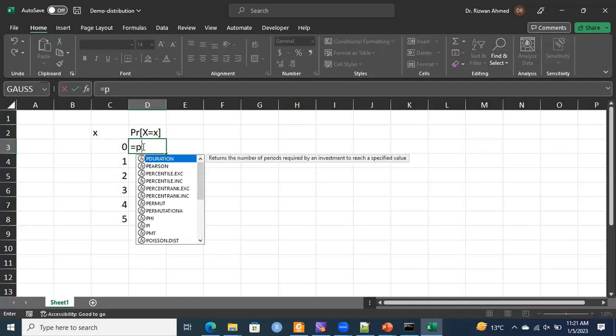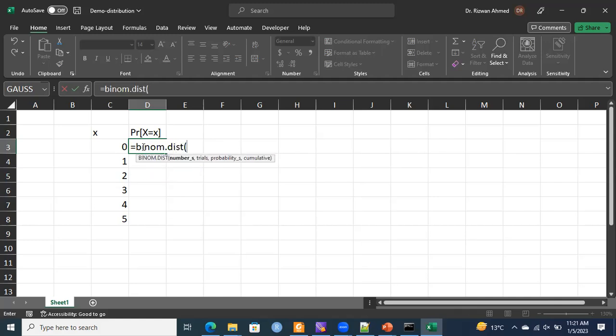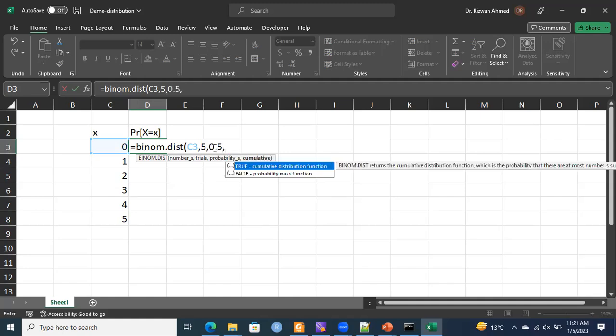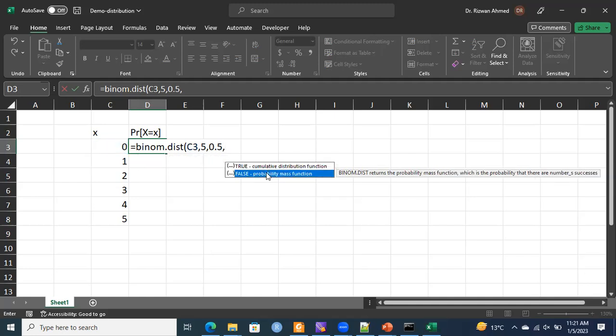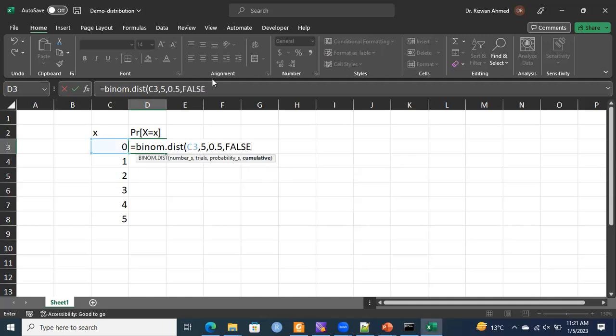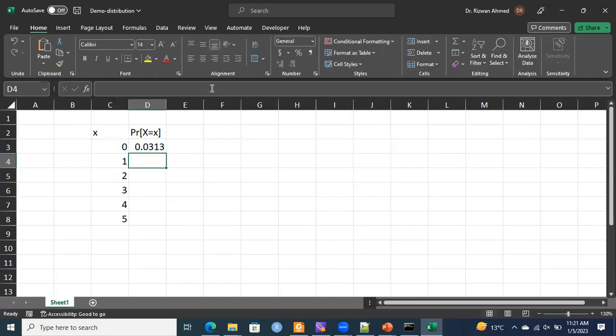So I define here the binomial distribution and the number of trials. The number of trials is 5 here, and the probability in one trial is 0.5. And I would like to calculate the individual probability. Therefore, the final parameter, the probability mass function, should be computed. So the final variable, which is the Boolean variable, is set to false.